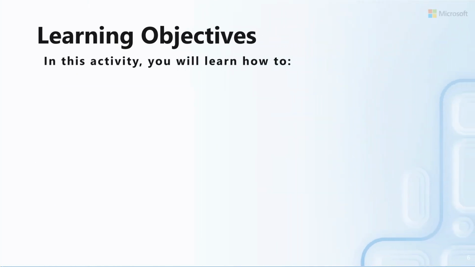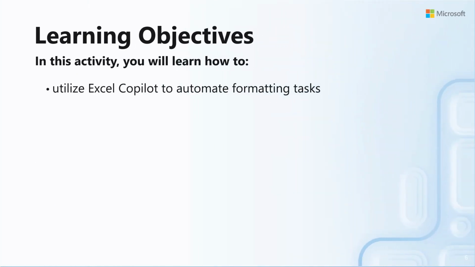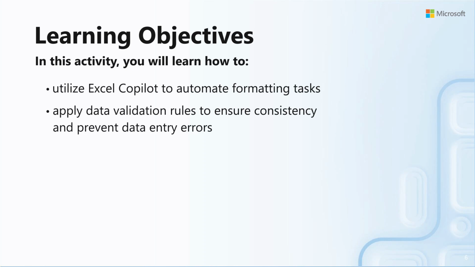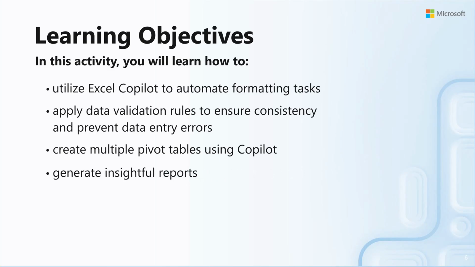By the end of this activity, you will be able to utilize Excel Copilot to automate formatting tasks, enhancing data presentation. You will learn to apply data validation rules to ensure consistency and prevent errors during data entry. Additionally, you will create multiple pivot tables using Copilot to effectively summarize and analyze property valuation data. Finally, you will generate insightful reports based on key metrics such as market value, purchase price, and rental income, equipping you with the skills to present your findings clearly and professionally.